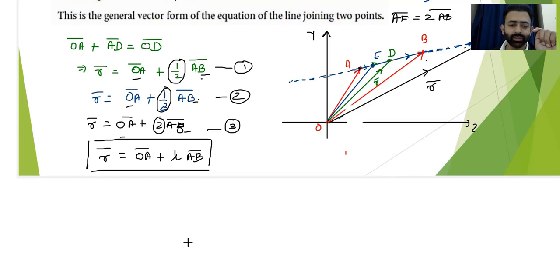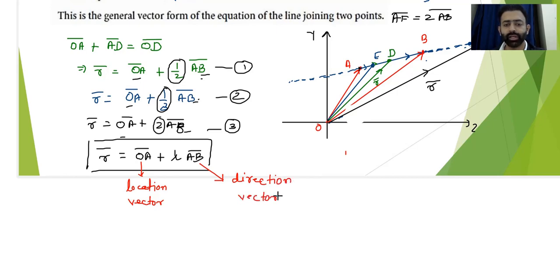So I will call this OA the location vector. Once I reach this location, I have to follow a direction, that is, the direction along which I have to move. That direction is given by AB, so I will call this the direction vector.